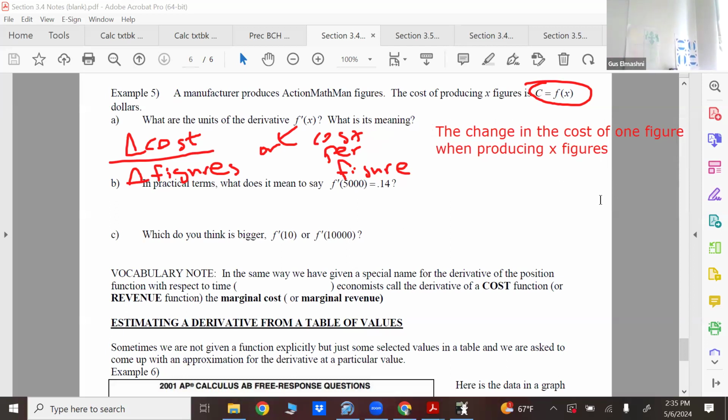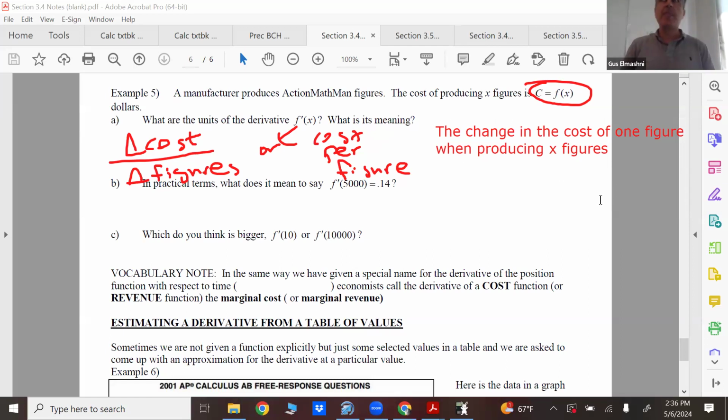So for example, what if I want to find F prime of 100? It means you're making 100 figures. So it's going to be the change of making that 100th figure, or the increase of producing one extra figure when you make 100 figures.